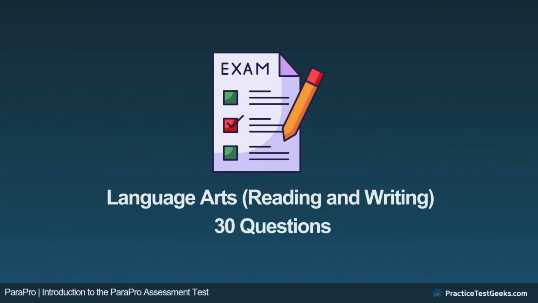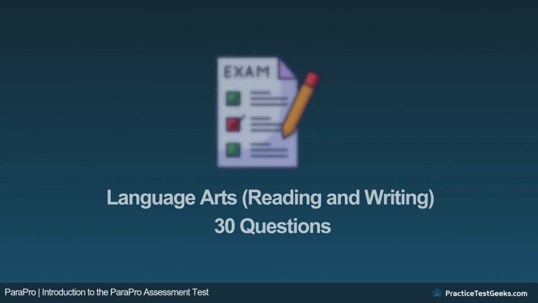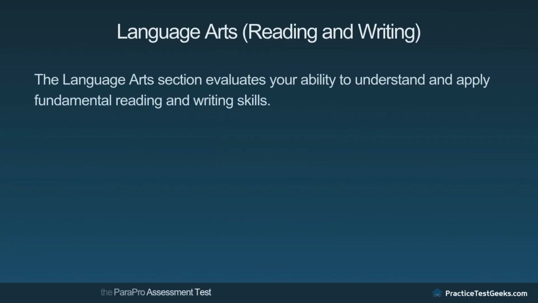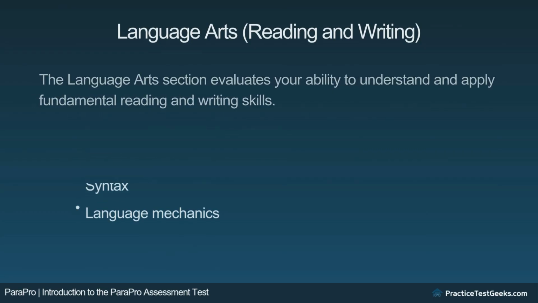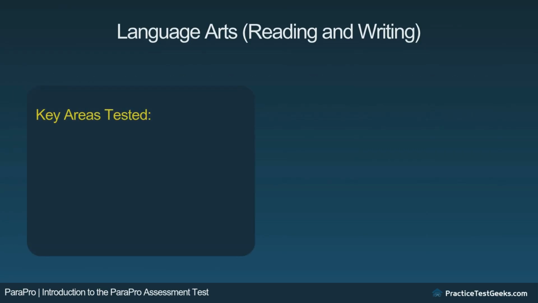Language arts, reading and writing, with 30 questions. The language arts section evaluates your ability to understand and apply fundamental reading and writing skills. This includes comprehension, grammar, syntax, and language mechanics. Key areas tested. 1. Reading comprehension.